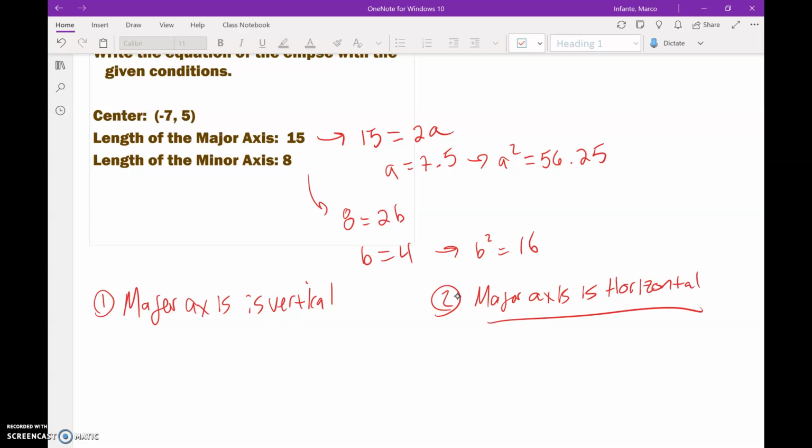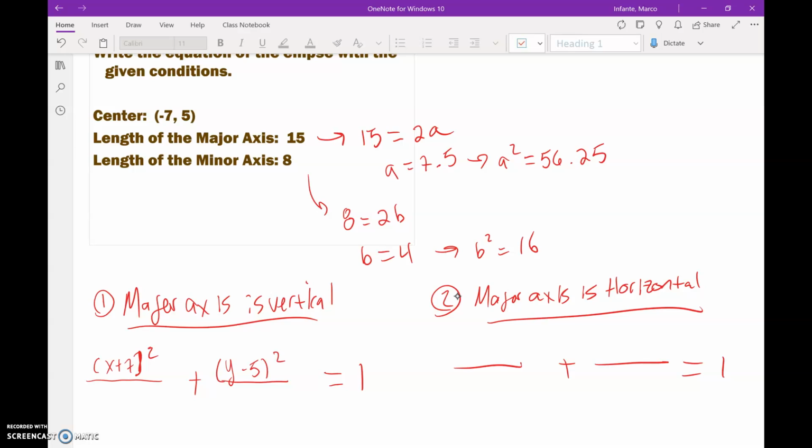Well, one of the things that would definitely not change is that the equation of an ellipse is set equal to 1. And the other thing that wouldn't change is the translations of the center. In both cases, we know that the center is (-7, 5), so we can write the translations as x plus 7 quantity squared and y minus 5 quantity squared. And this would also be x plus 7 quantity squared, y minus 5 quantity squared.